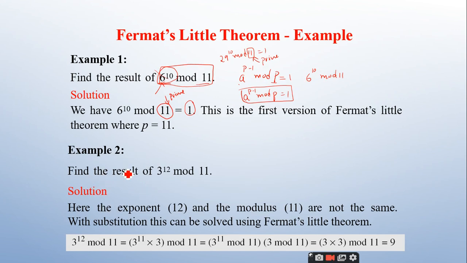So coming to this one, second example, find the result of 3 power 12 mod 11. Is 11 a prime or not? Yes, right. So in order to convert this given problem into Fermat's little theorem, what I am doing is, can I write this 3 power 12 as 3 power 10 plus 2 mod 11 or not? I can convert it, right? So can I write it as 3 power 10 mod 11 into 3 square mod 11?